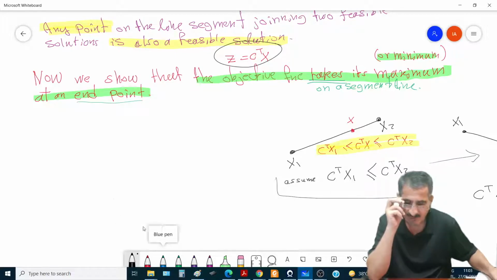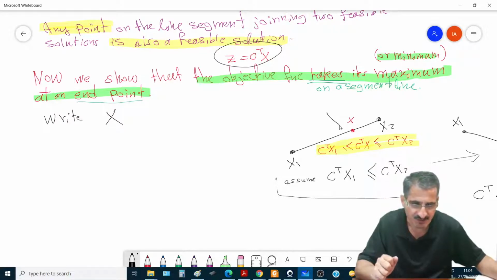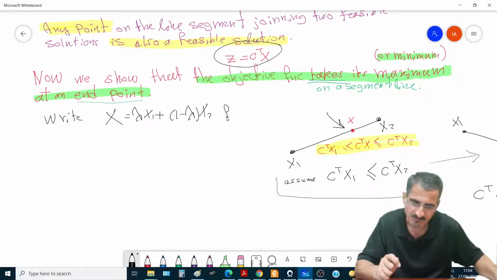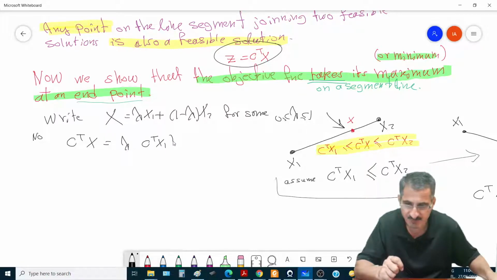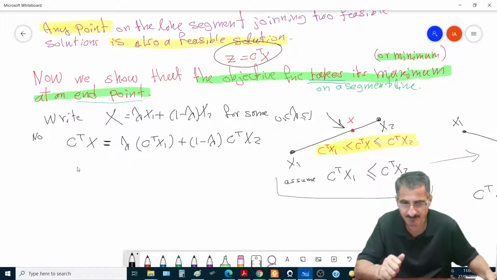To prove this, okay. Right, x is here on the line segment, so it equals lambda x1 plus 1 minus lambda x2 for some lambda between 0 and 1, right? Now, okay, C transpose x equals lambda C transpose x1 plus 1 minus lambda C transpose x2. Good? Okay. Now look what happened here.